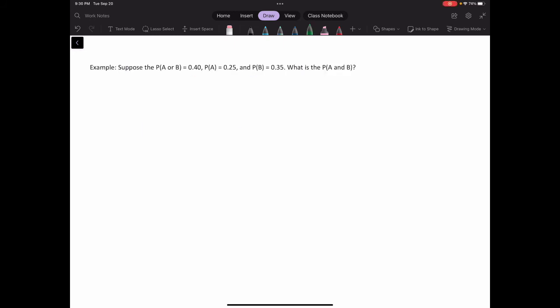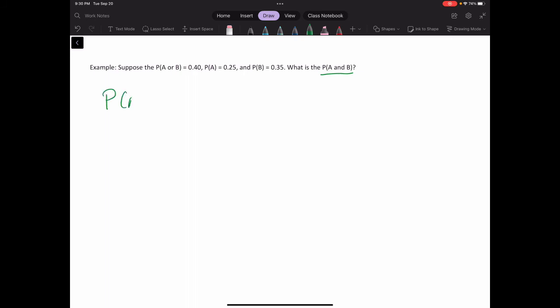All right. In our last example here, we're just going to show how you can utilize the addition rule to solve for the probability of A and B, actually. So suppose the probability of A or B is 0.40, 40%. The probability of A is 0.25, and the probability of B is 0.35. What is the probability of A and B? So at first glance, you may be thinking, oh, I need to do the multiplication rule. No, we can actually use the addition rule in this example.